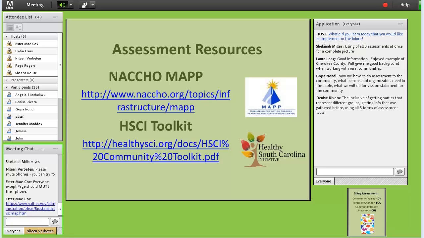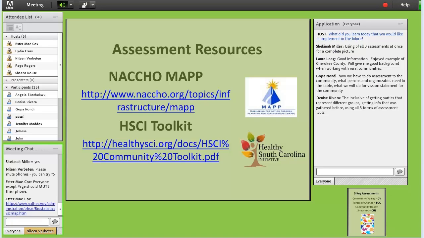And a great point, Denise, about thinking about who you need to bring to the table before you do the assessments. And once again, there are tools that really have a list of folks that you might want to consider, so that makes it an easy way to do that. I've mentioned the NACCHO MAP process and also the Healthy South Carolina Initiative Toolkit. These are the links to get to those. Again, just a wealth of information in both of those.